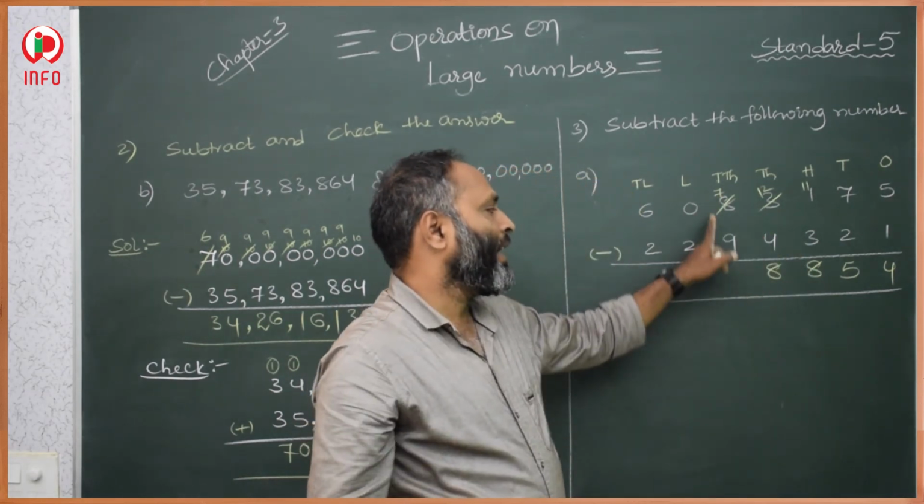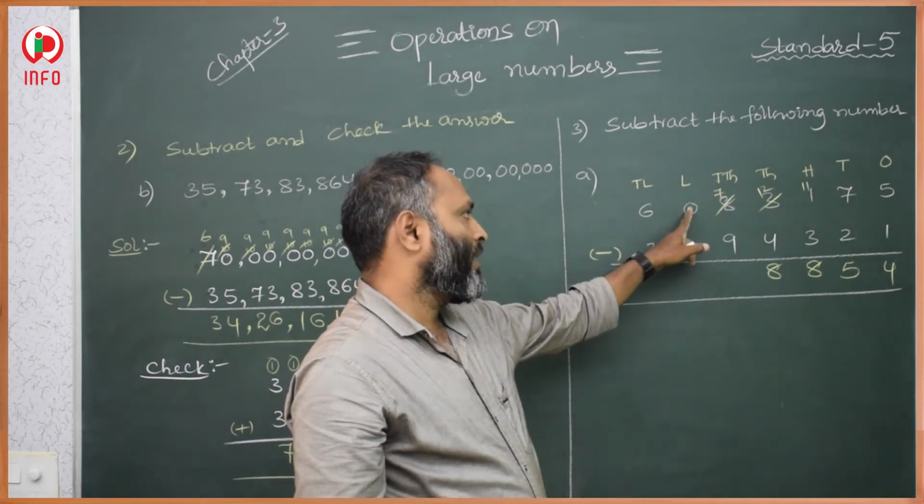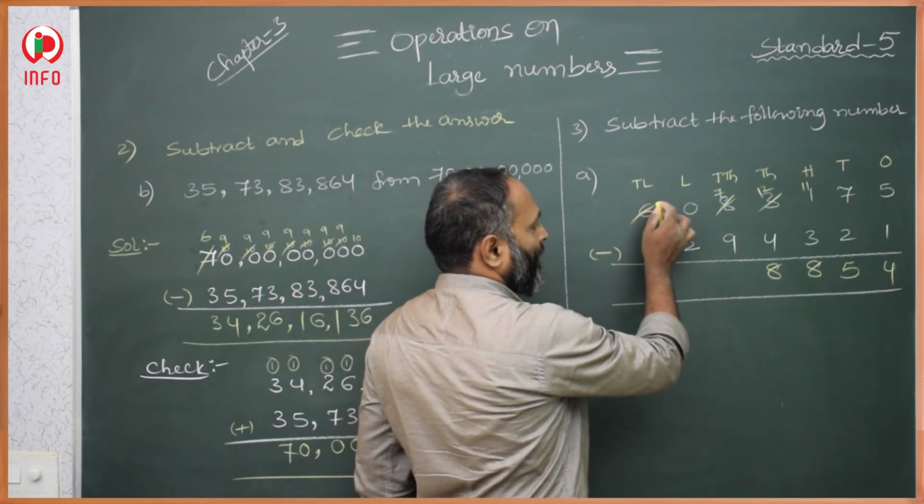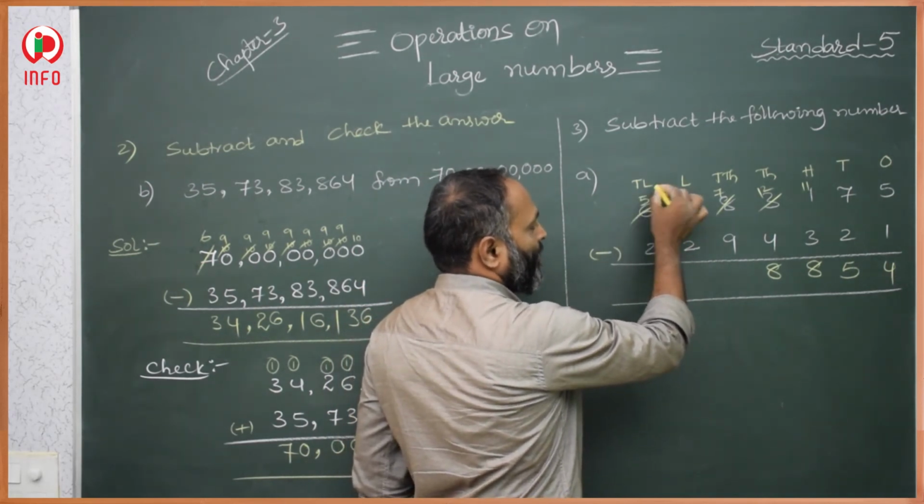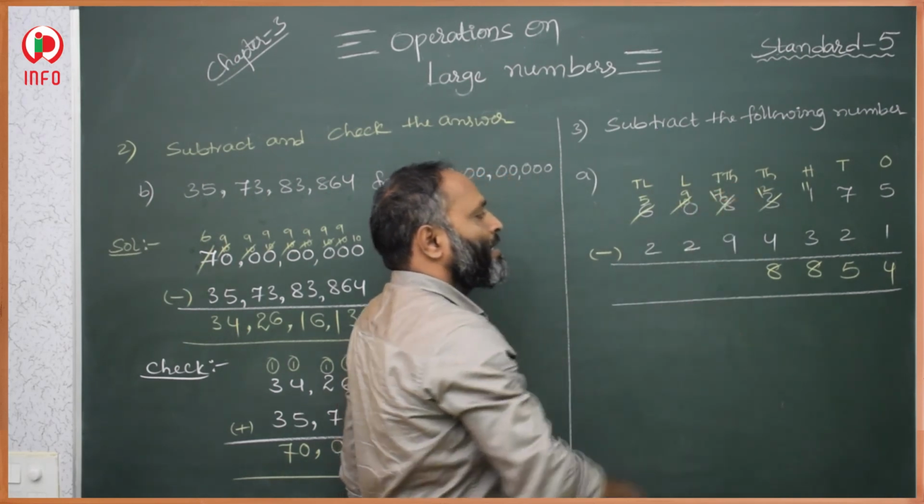And here 7 and 9. 7 is less, so again we should borrow from the next. Here 0 is there, so it means we have to borrow from here. If you borrow from here, it becomes 5 and this becomes 10. Again borrowing from here, it becomes 9 and this becomes 17.